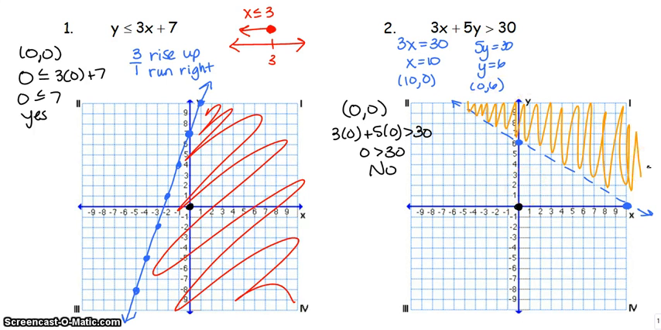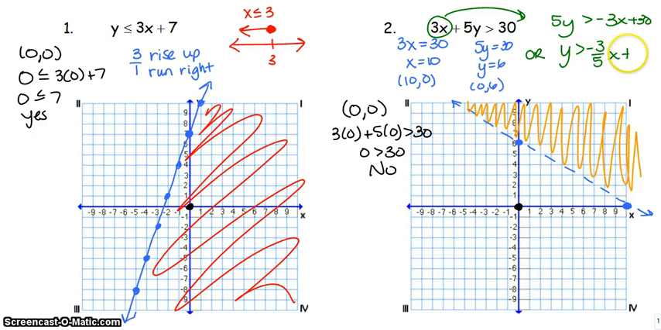You also could have, if you're not comfortable with graphing the intercepts, which is fine, all you had to do was put it into slope-intercept form. So we're going to move that 3x over, 5y is greater than a negative 3x plus 30, divide by 5, and we've got y is greater than a negative 3/5 x plus 6.